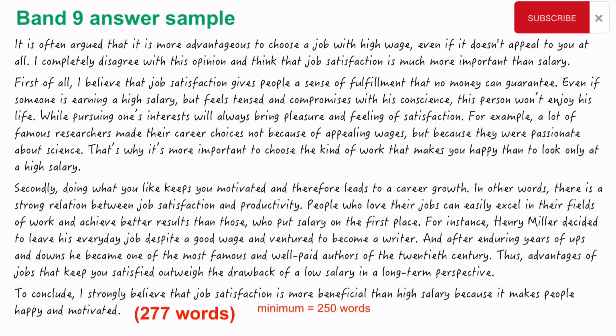But you should find a golden balance between writing too little words and losing points, and writing too many words and running out of time. Aim at something between 260 and 290 words. Our Band 9 answer structure for IELTS essay will help you to achieve that goal.